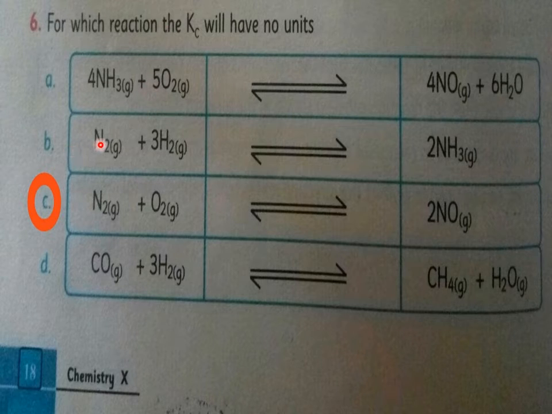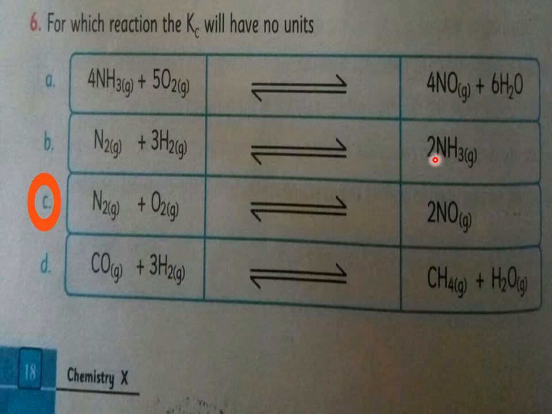The next one is 1 mole of nitrogen gas reacting with 3 moles of hydrogen, and it will give us 2 moles of ammonia. If we write the Kc expression for this one, we write the product in the numerator and the reactant in the denominator. So for the product we write 2 mole per decimeter cube, and in the denominator we write 1 mole per decimeter cube and 3 mole per decimeter cube.